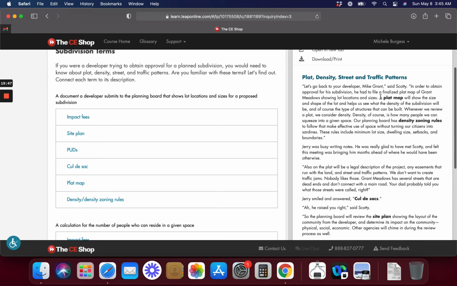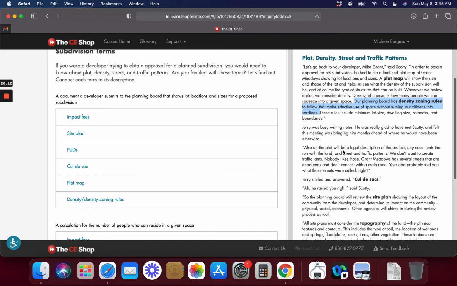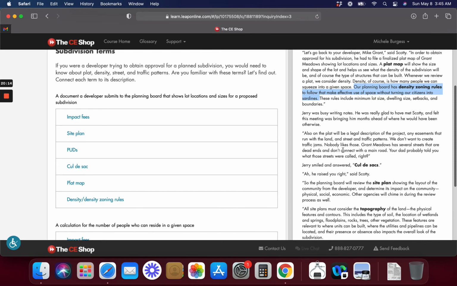A plat map shows the size and the shape of the lot. And for those who ever had a new house built, you'll know exactly what I'm talking about. The planning board has the density zoning rules that make up a specific space without turning our citizens into sardines. I mean, it's starting to look like that a lot all over the place. And they have to include the minimum lot size, the dwelling size.